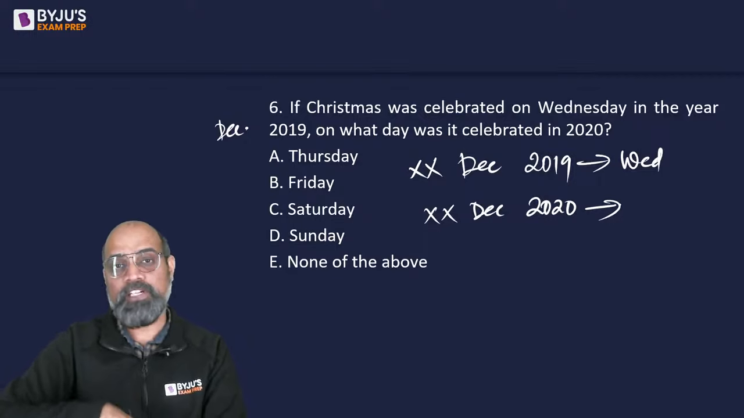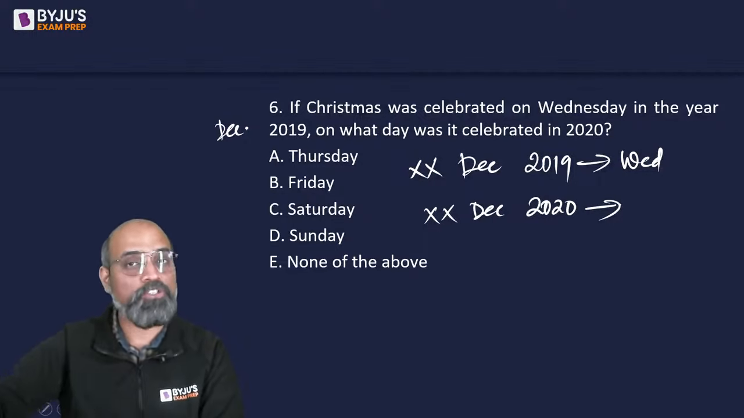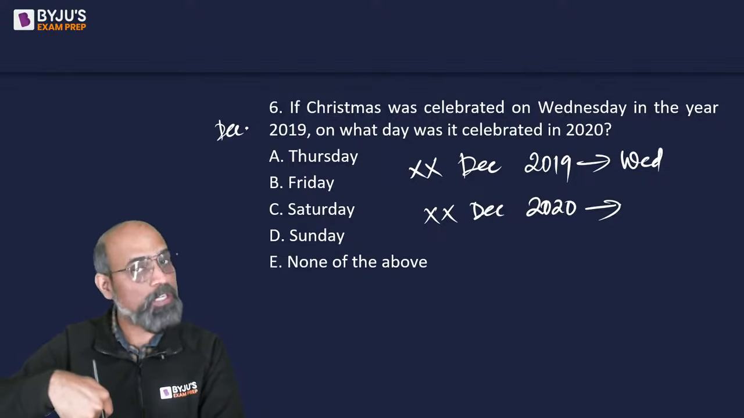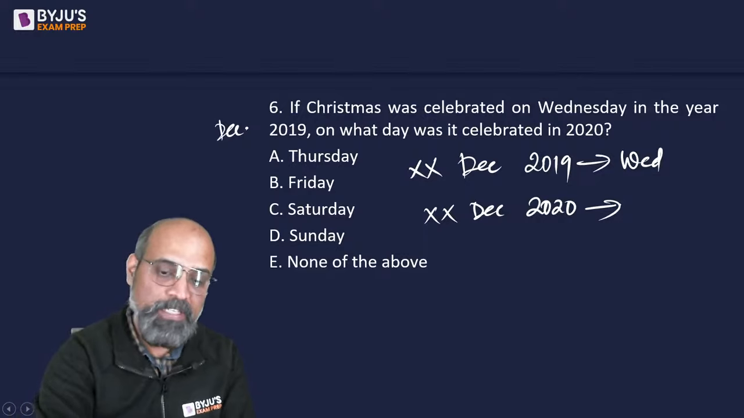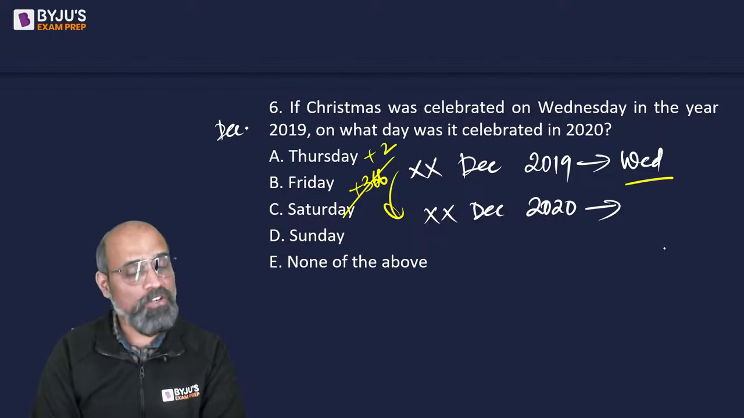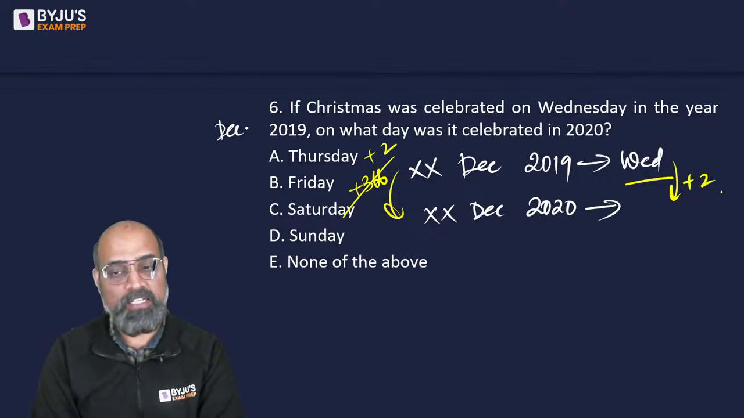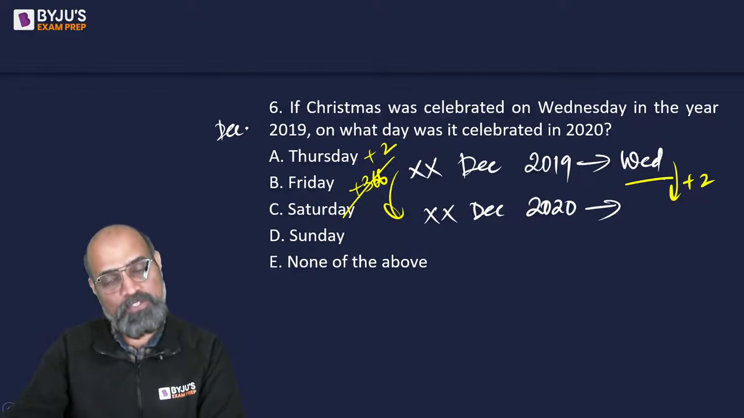So year to year, you are moving from a non-leap year to a leap year. You are going to cross the month of February because we are moving from December to December. So February will have 29 days. That means we will have to move 366 days ahead, which is same as moving 2 days ahead. Since this is already given as Wednesday, we have to go 2 days ahead. So Wednesday is there, Thursday is the next day, and plus 2 will be Friday.